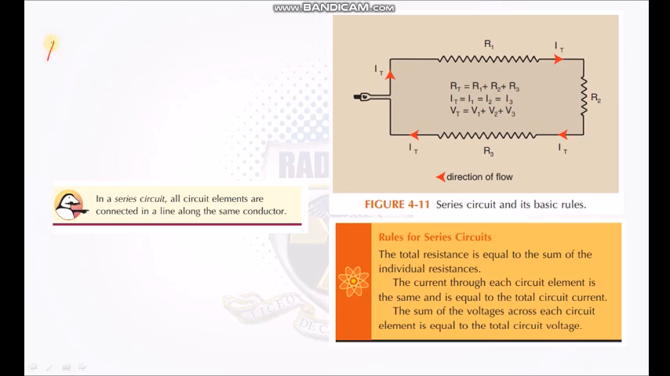So you have RT, again, total. For example, let's place values here. This is 2 ohms, this is 4 ohms, and this is 6 ohms. That is 2 ohms plus 4 plus 6. So the total resistance is equal to 12, measured in ohms.